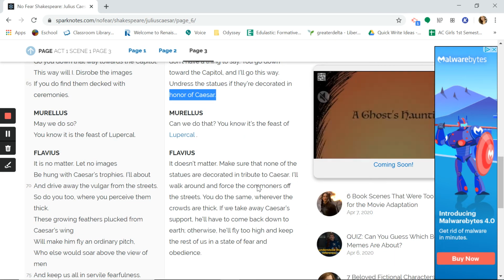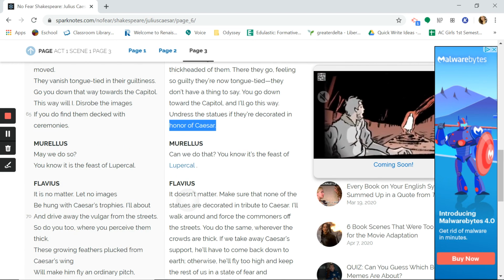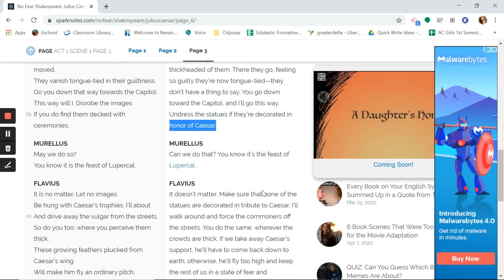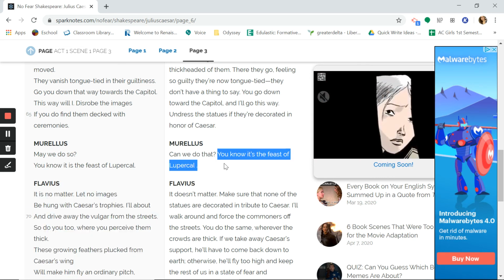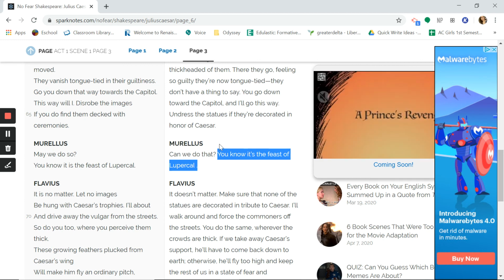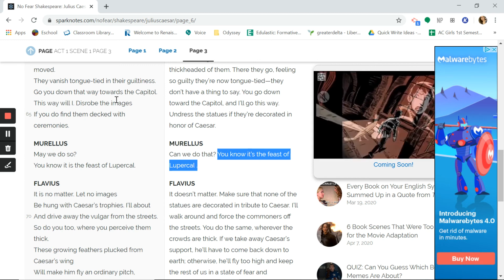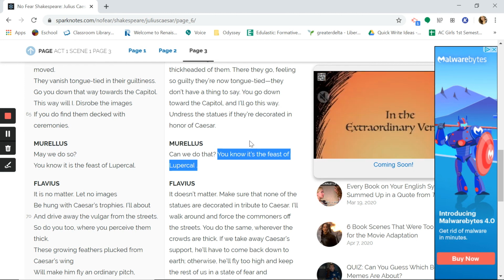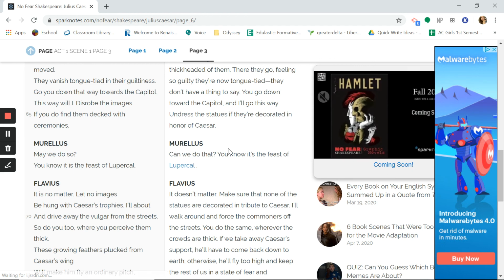Flavius and Marullus don't like Caesar, so they take the decorations off the statues. The only other really important thing we learned is that it's the feast of Lupercal. When there are big feasts in Rome, there's a lot of celebration, and we're going to see that continued in the next part. The reason I wanted to pay special attention to this is that the conversation between Flavius, Marullus, and the carpenter is here for a reason.